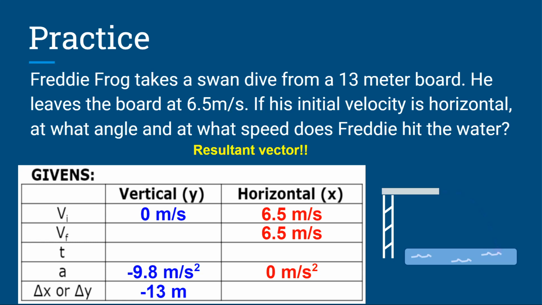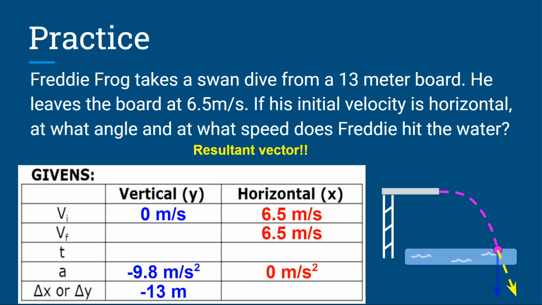Again, remember, he's leaving the board horizontally. You're going to have this curved trajectory, this parabolic path. He's going to hit the water with some amount of speed that's diagonal. He's going to be moving both forward and down. So that's what we're looking for, that speed at the end and his angle, which means we're really looking for the direction and the magnitude. We're looking for the velocity. I could have just written what's his velocity upon impact with the water, and that'd be the exact same question.